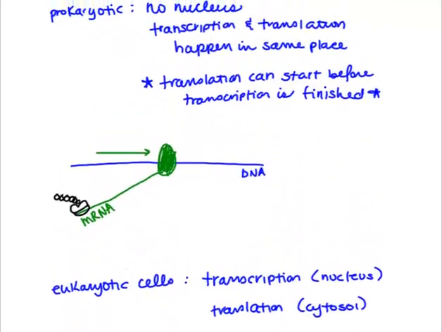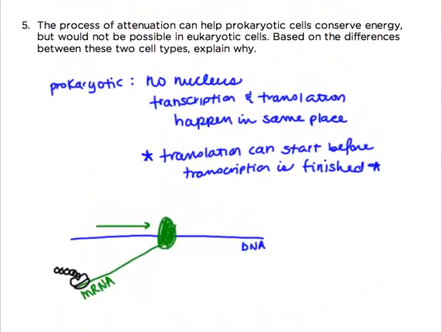So in attenuation, this really works by stopping transcription. If the ribosome doesn't stall, then it stops transcription and the entire mRNA isn't transcribed. And this is really why. So it's really because of the separation of different cell compartments, the compartmentalization of it with a nuclear membrane, is really the difference, and why attenuation wouldn't be possible in a eukaryotic cell.